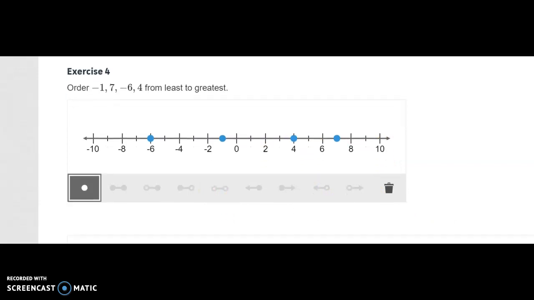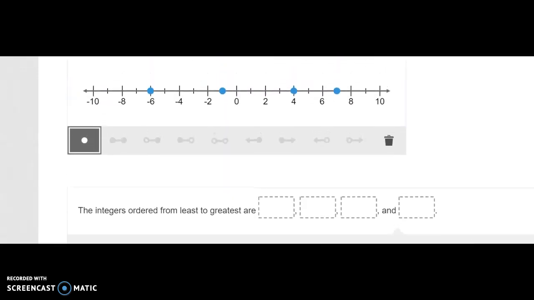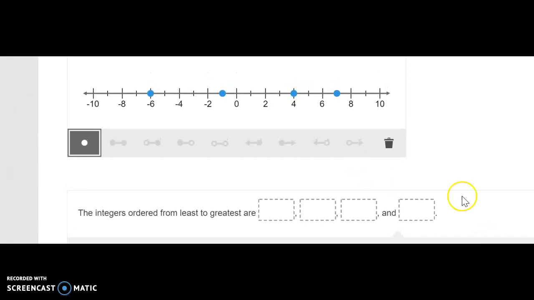So now we look at our integers, and this time they want us to go from greatest to least. Okay, so I'm sorry, from least to greatest. So we just start right here. We have our negative 6 first, and then we go to our negative 1, and then we look at our 4, and then next comes our 7.